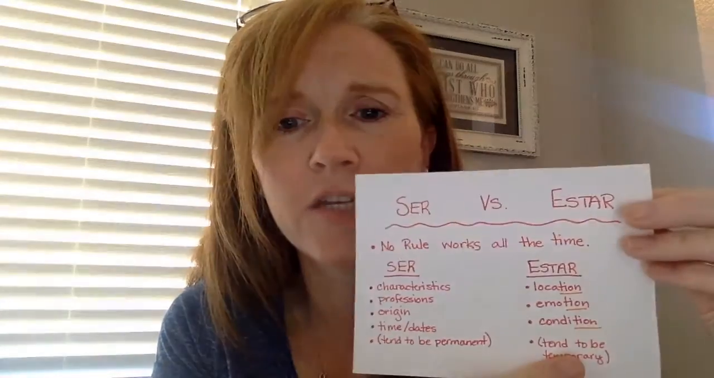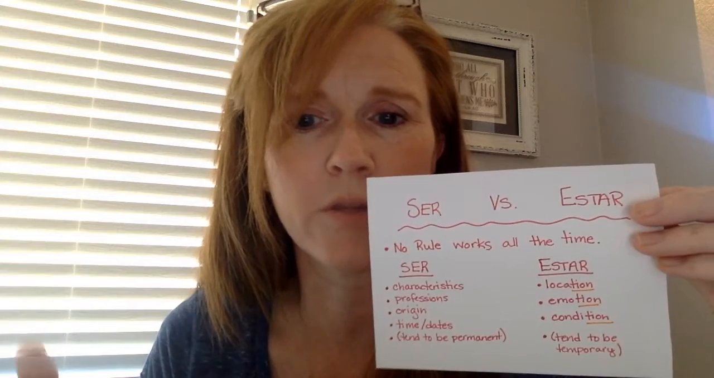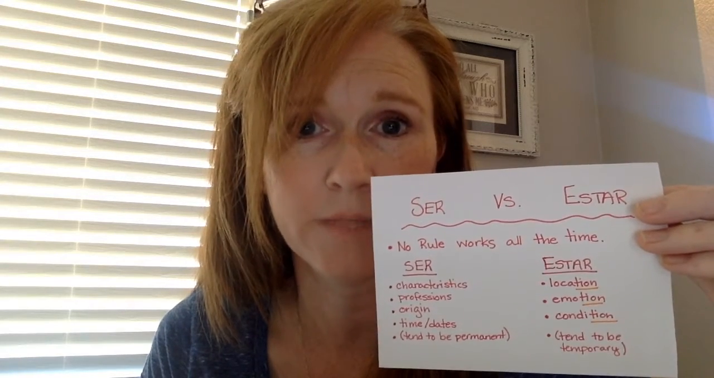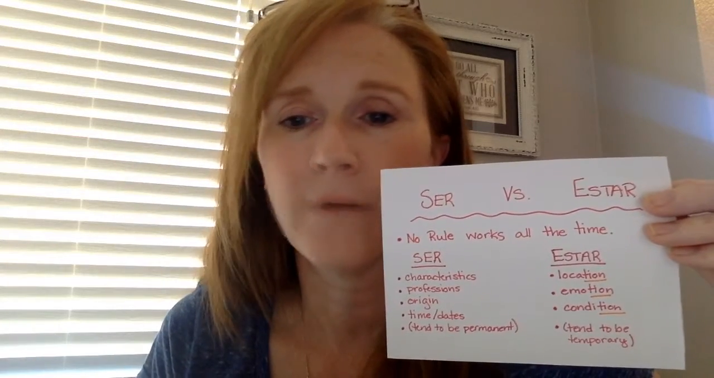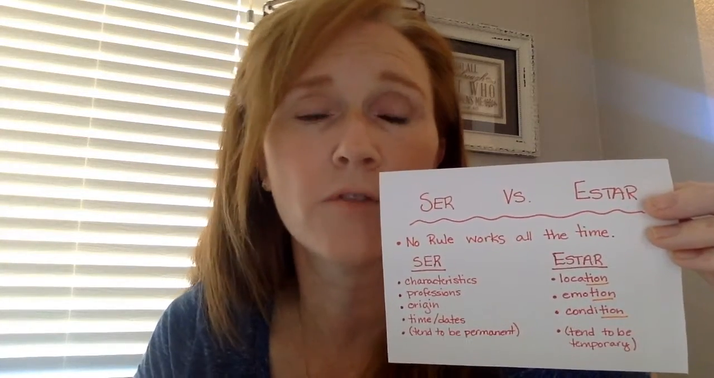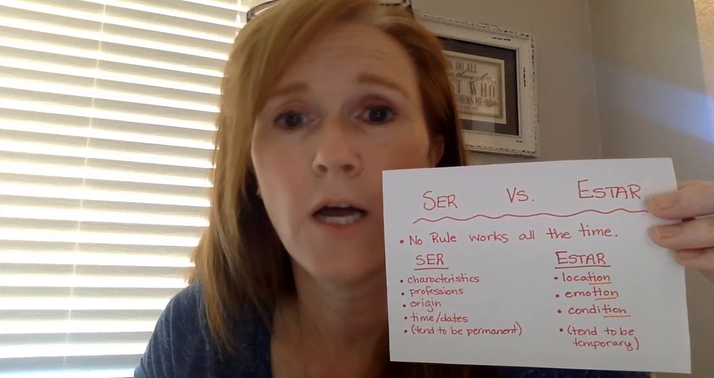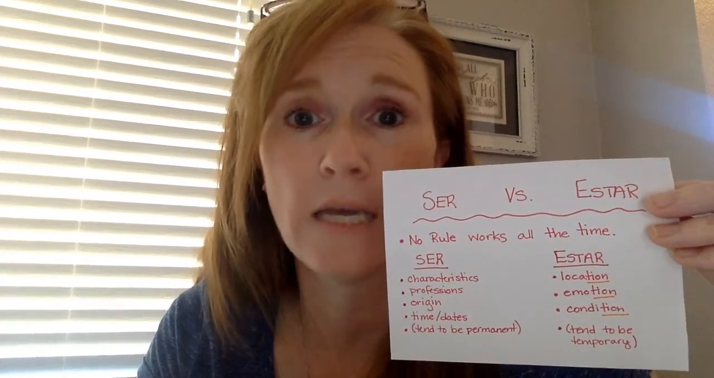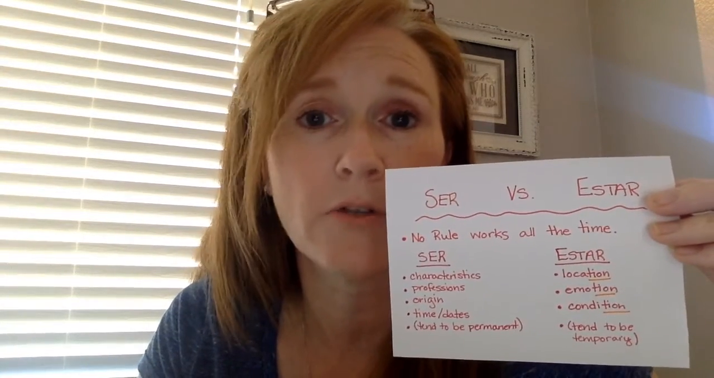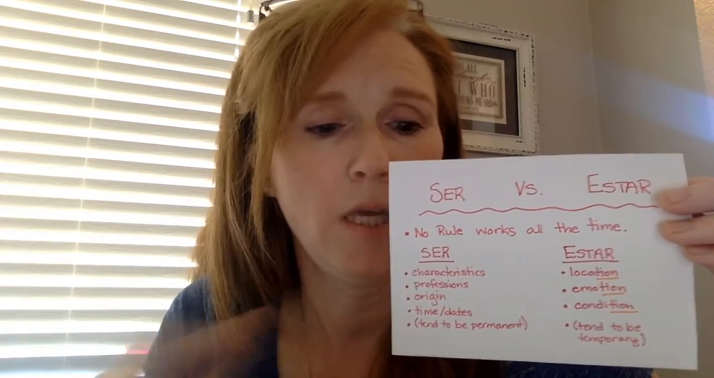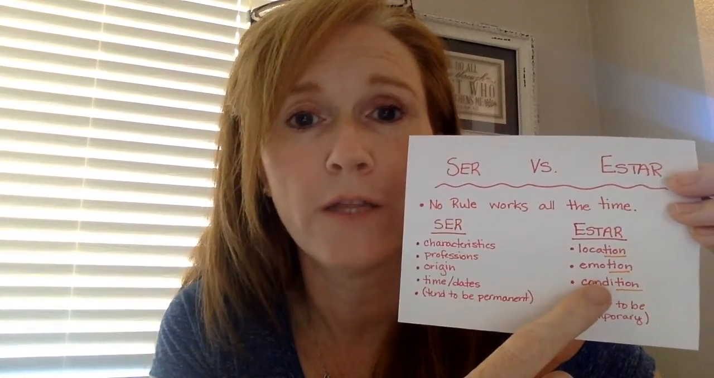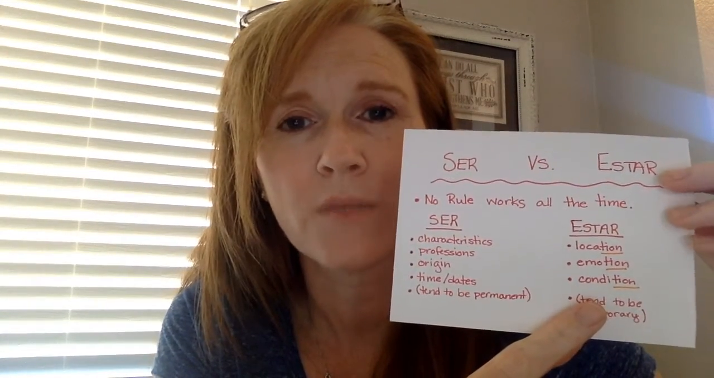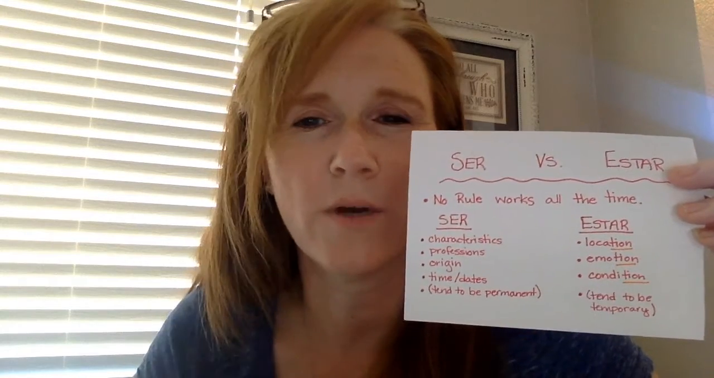With estar, I kind of do what matches with location, emotion, condition, okay? So where something is located, always use estar. It's to the right of, to the left of, it's on the corner of, I'm in the library, estoy en la biblioteca, we're going to use estar. Emotion, how are you feeling, okay? Emotion, how you're feeling.